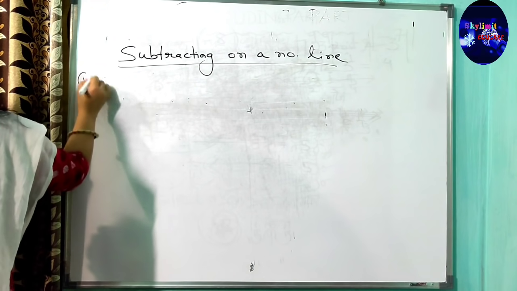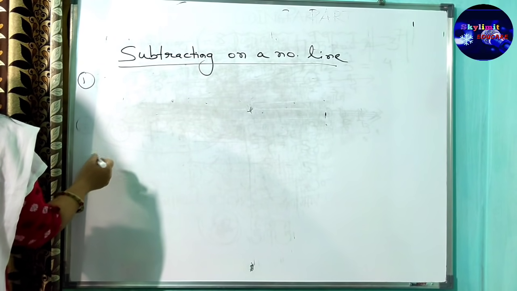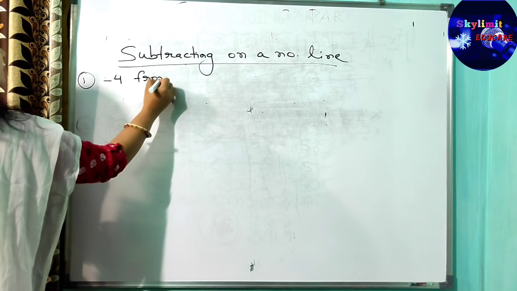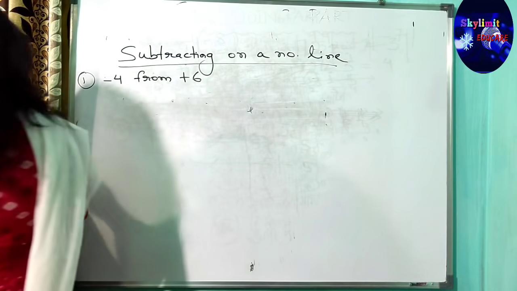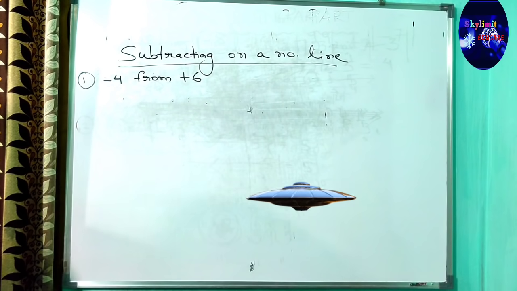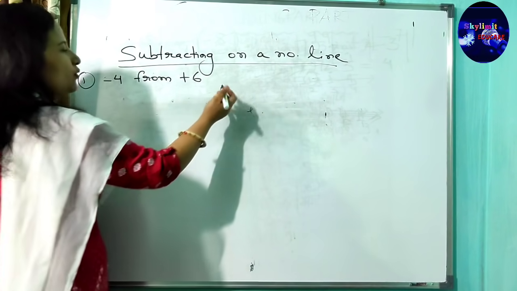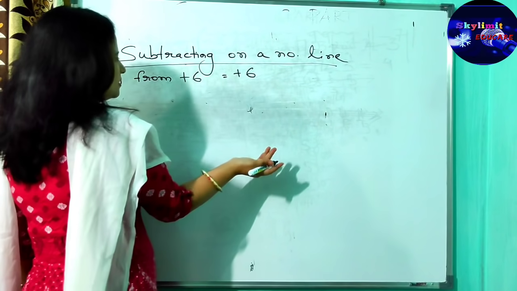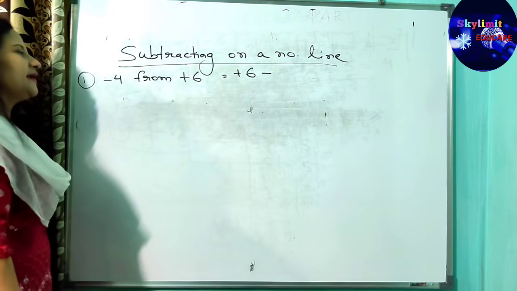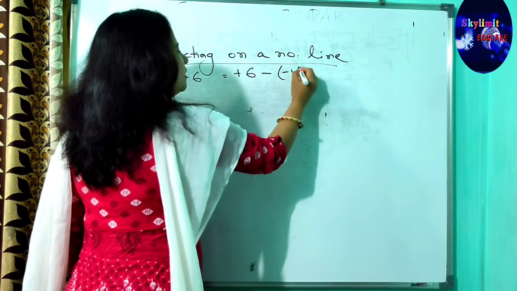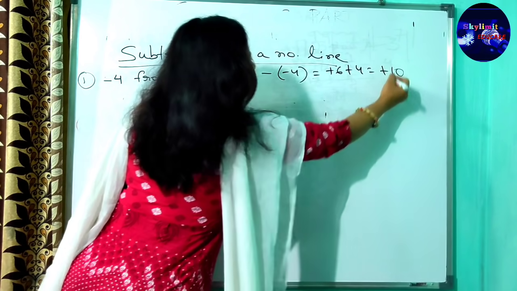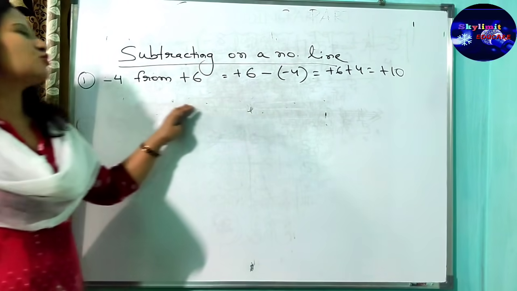Question number 1 is, let us take minus 4 from plus 6. You know how to solve it. From plus 6, the subtraction sign becomes plus, so it is plus 6 plus 4, plus 10. Like that you are able to solve it very easily.